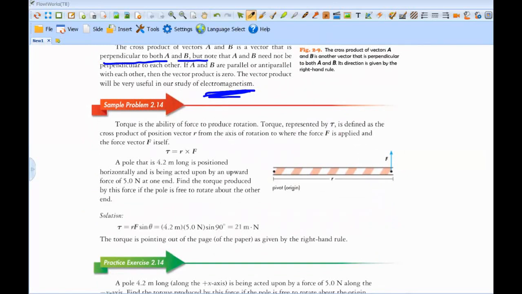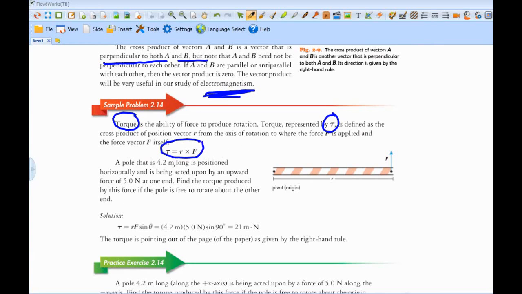Okay, let us try this torque. Sample 2.14. Torque is the ability of a force to produce rotation, right? So you are familiar with torque. Torque is represented by this symbol, tau. It is defined as the cross product of the position vector r, from the axis of rotation to where the force F is applied, and the force vector F itself. So that's why torque has the formula r times F.